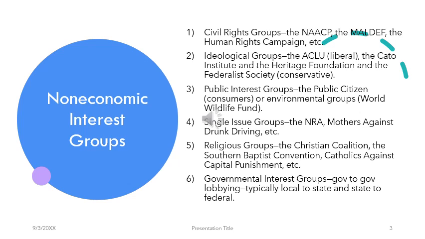You've got ideological groups, some that are quite liberal, like the American Civil Liberties Union. They have a liberal take on the meaning of the Bill of Rights. You've got the Cato Institute, the Heritage Foundation, the Federalist Society. These are all conservative interest groups.